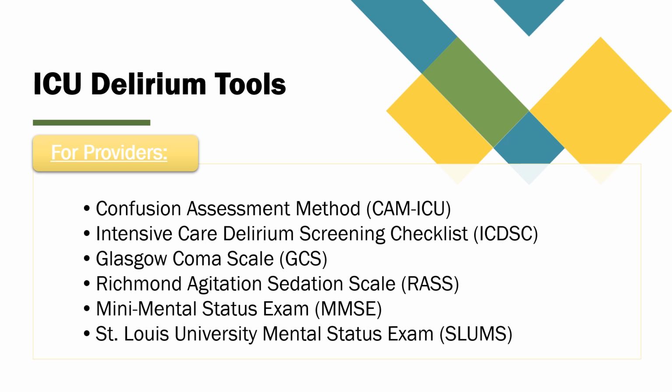For people with higher level cognitive abilities, you can try using the Mini Mental Status Exam or the St. Louis University Mental Status Exam, SLUMS. Those are more to do with working memory, recall, and calculations. But for folks who are vented, you would want to think more about a CAM-ICU, a GCS, or monitoring their RASS score.